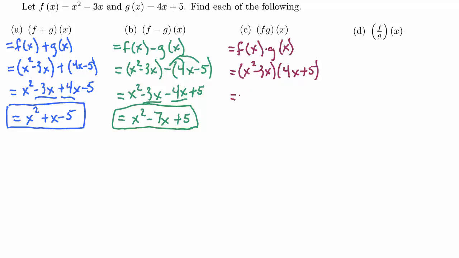X squared times 4x is 4x cubed. X squared times 5 is positive 5x squared. Negative 3x times 4x is negative 12x squared. And negative 3x times positive 5 is negative 15x. Now combine like terms. So that gives me 4x cubed. Positive 5x squared and negative 12x squared is negative 7x squared minus 15x.